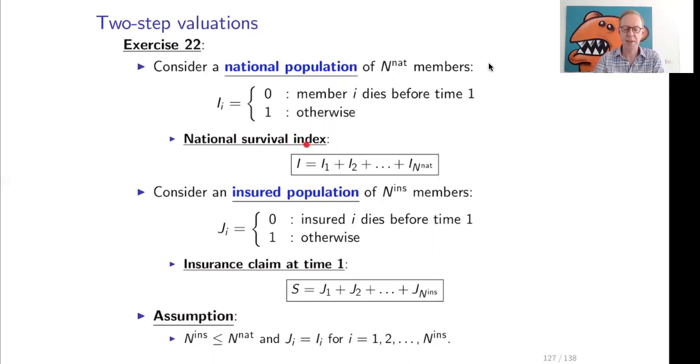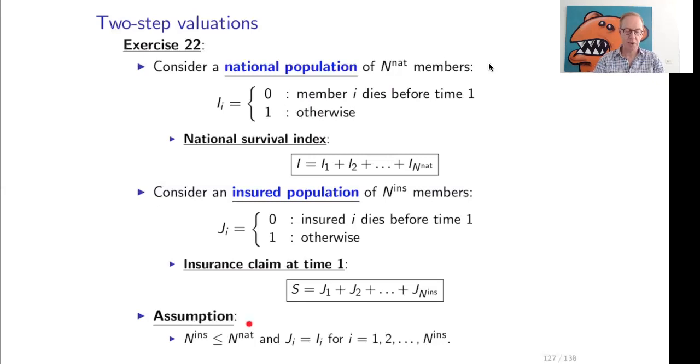There is a national survival index, I, which counts the number of survivals, so all the ones of the corresponding Bernoulli variables. Now there is also an insured population of n insured members, and for each of these insured, we define also a Bernoulli variable G_i, which can be 0 or 1, whether the insured i dies or survives. The insurance claim S is then G1 plus G2 plus up to G n insured, so the insurer will pay 1 to any surviving person in its insured population.